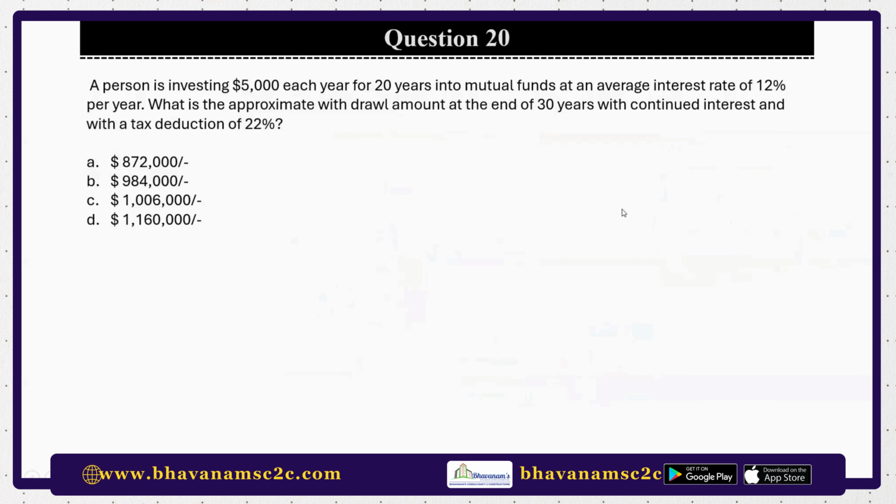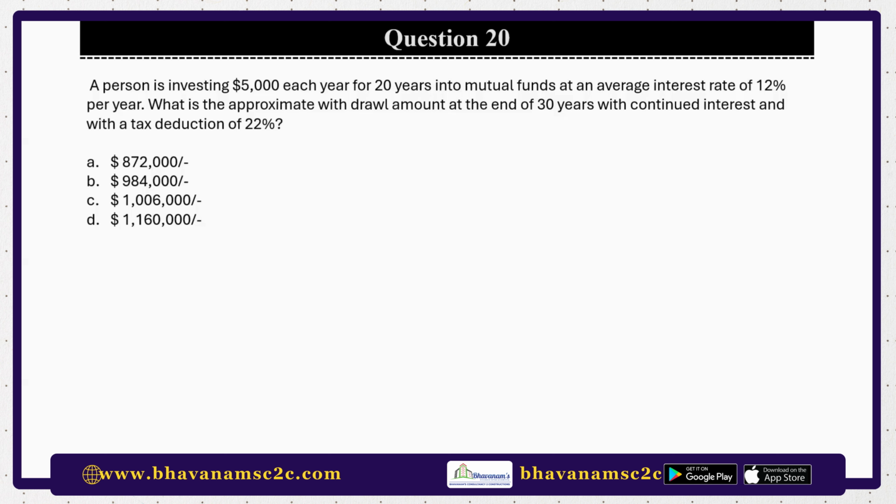So okay, this is the continuation of that. If you are allowed a tax deduction of 22% on the overall amount, then what is the amount? That's the question. This is an add-on question to the previous problem. Let me read out the question for you. It says that a person is investing $5,000 each year for 20 years into mutual funds at an average interest rate of 12% per year. What is the approximate withdrawal amount at the end of 30 years with continued interest and with a tax reduction of 22%? You got it, right?